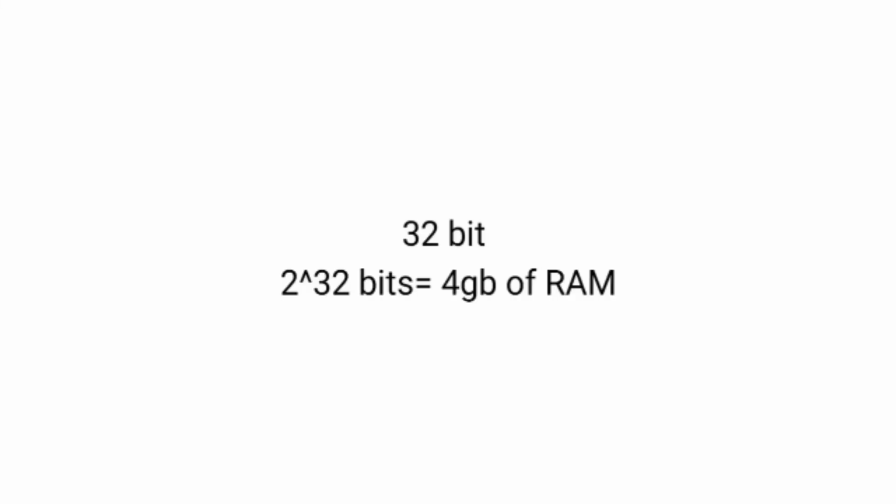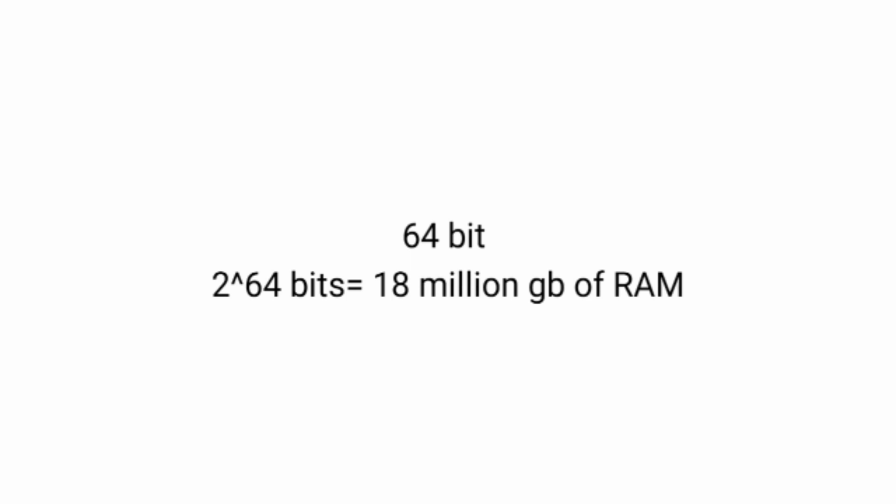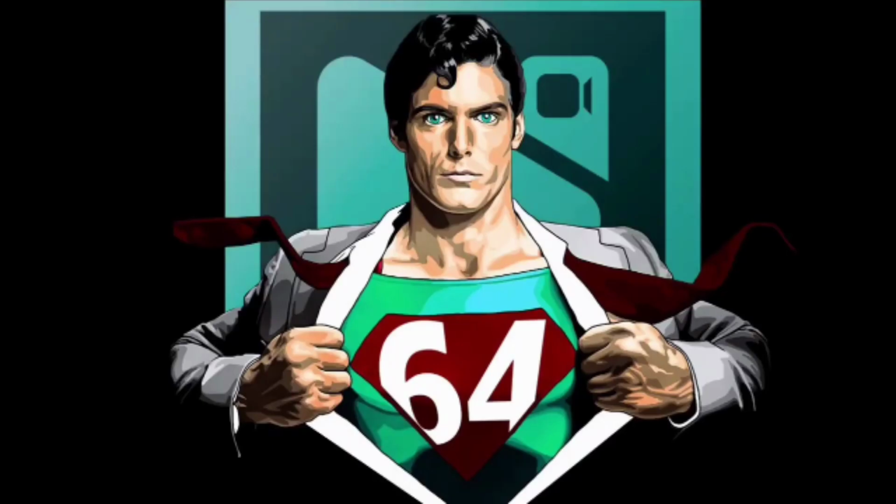A 32-bit system can access 2 raised to power 32 memory addresses, that is 4 gigabytes of random access memory or RAM. A 64-bit system can access 2 raised to power 64 memory addresses, that is actually 18 billion gigabytes of RAM. Oh my god! In short, any amount of memory greater than 4 gigabytes can be easily handled by it.